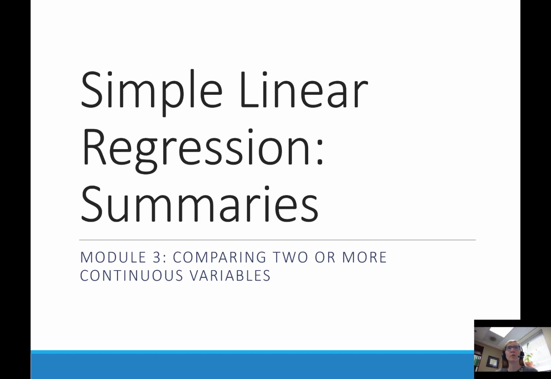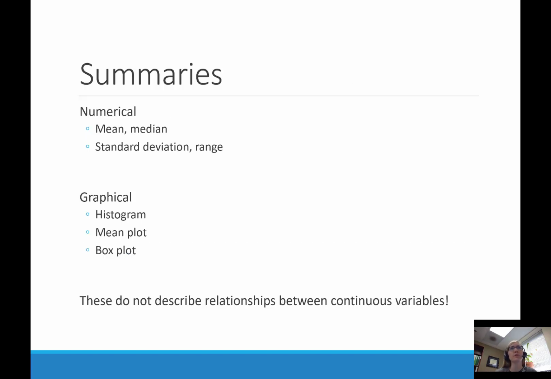This lecture looks at summaries used for simple linear regression. It is in Module 3, comparing two or more continuous variables. Previously, our numerical summaries have included things like means, medians, standard deviations, and ranges, and our graphical summaries have included histograms, mean plots, and box plots. However, these summaries do not describe relationships between continuous variables. They provide information about groups and a continuous variable.